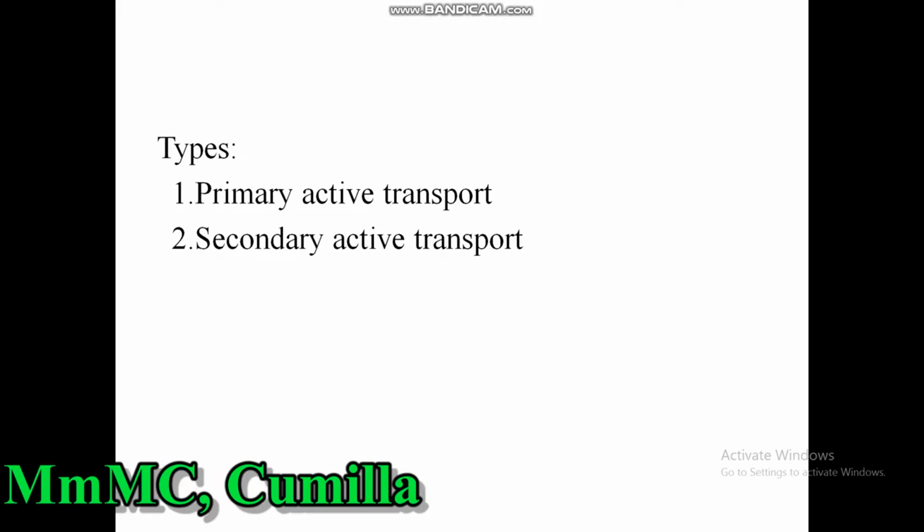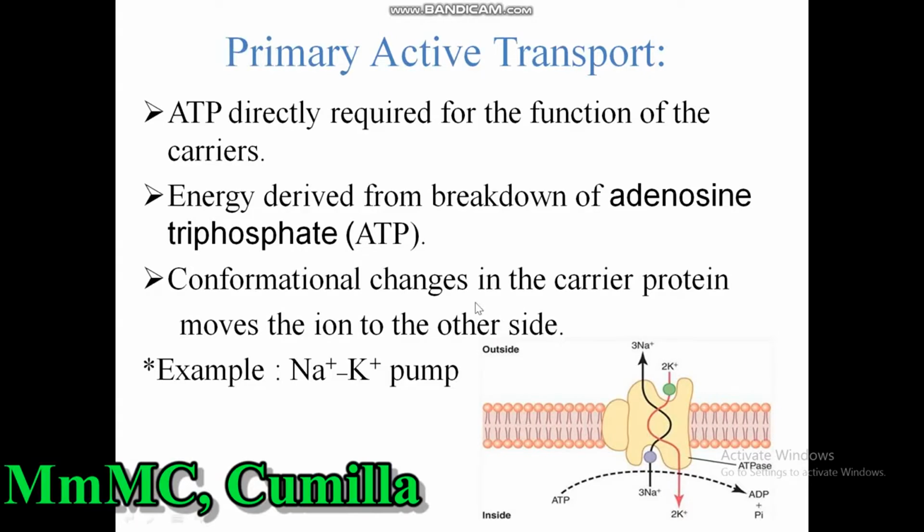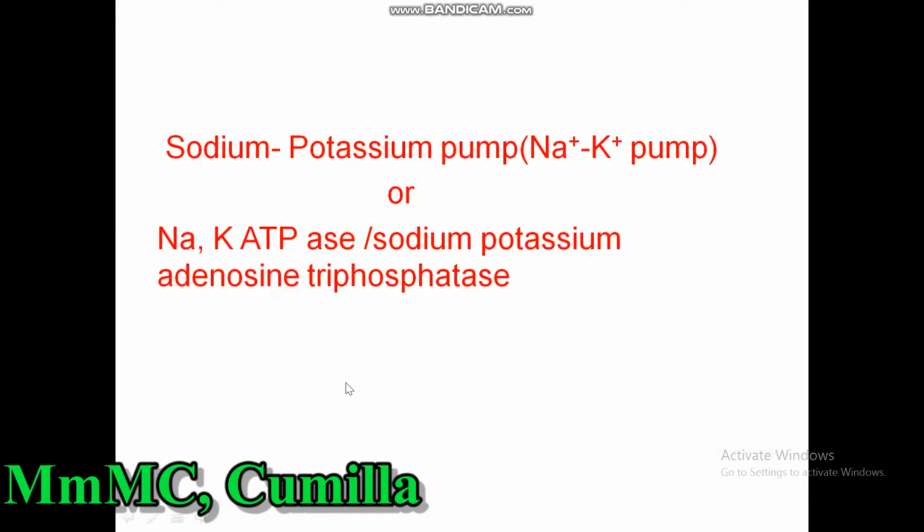Active transport is again divided into primary active transport and secondary active transport. In primary active transport, ATP is directly required for the function of the carriers. This ATP comes from the breakdown of adenosine triphosphate, and a conformational change occurs in the carrier protein to move the ions to the other side. The example of primary active transport is the sodium potassium pump. Now let us discuss this very important topic of the sodium potassium pump, which is also known as the sodium potassium ATPase pump or sodium potassium adenosine triphosphate pump.